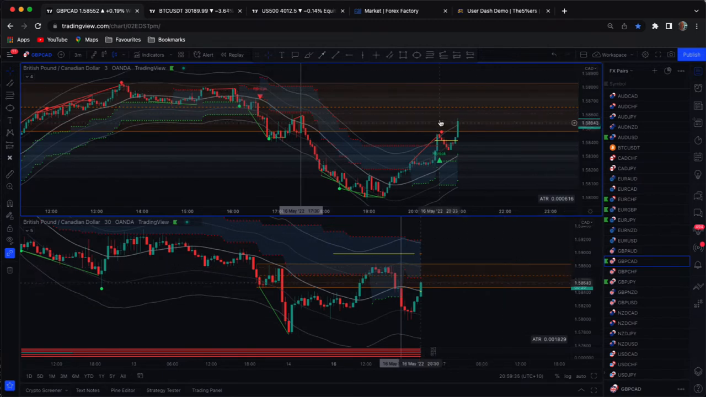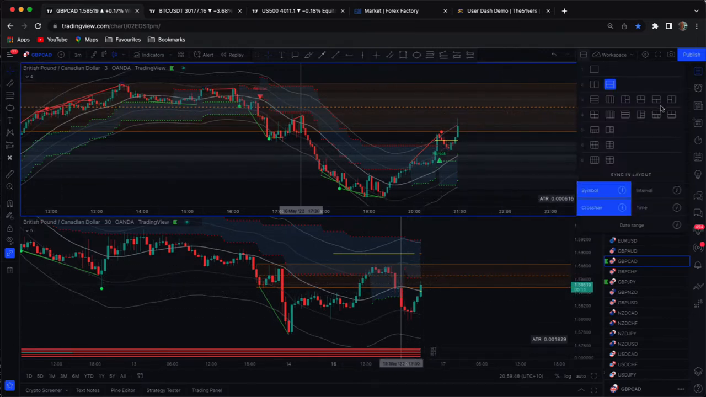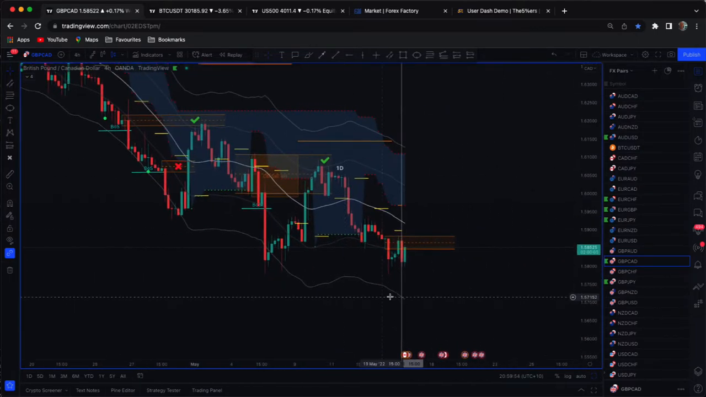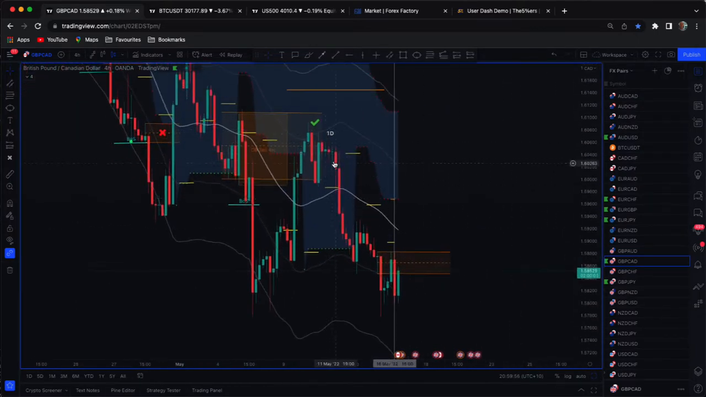Now taking this to the next level, you see this orange range or this zone through here. I'll show you what that's about. We'll go out to a 3-chart layout. In fact, we'll open the 4-hour chart. So what we've got on the 4-hour is a break of the cloud on the 4-hour.